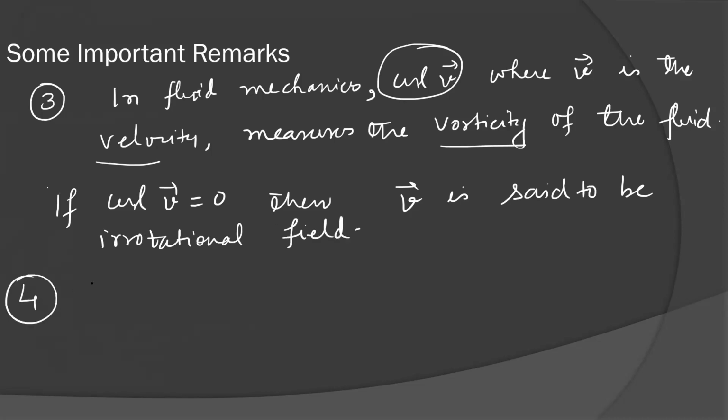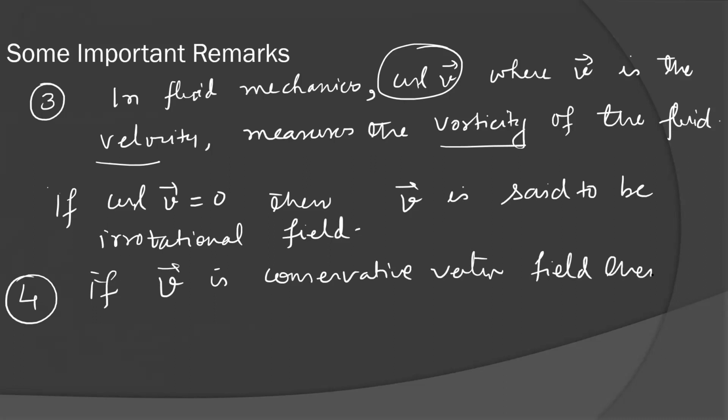And fourth, I have already discussed, if V is conservative vector field, I have discussed already this remark, then their curl will be always 0. Let's see some important identities which are useful, and I am giving you as a homework to prove these identities.